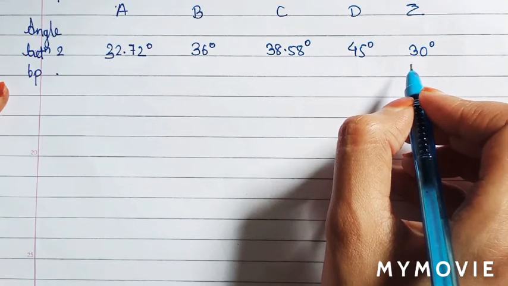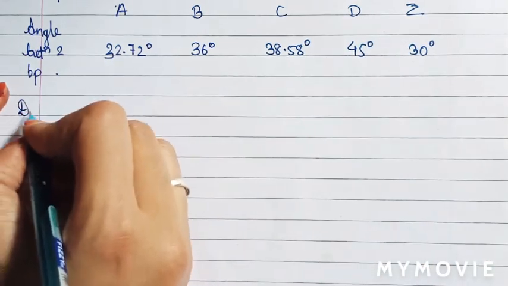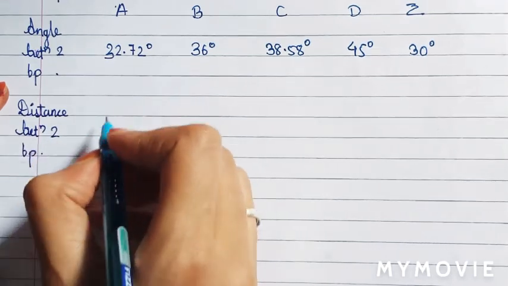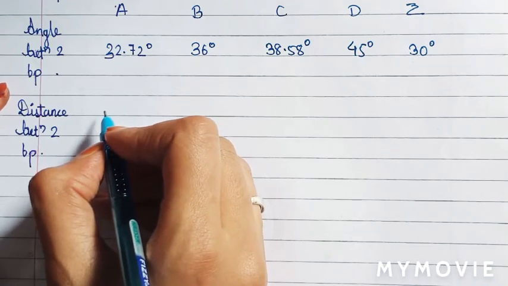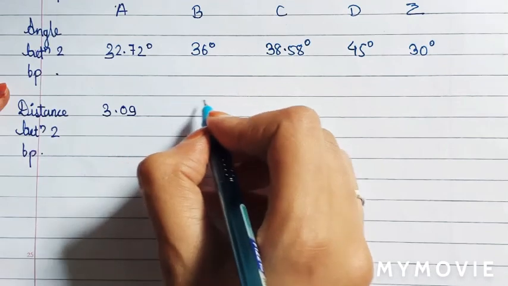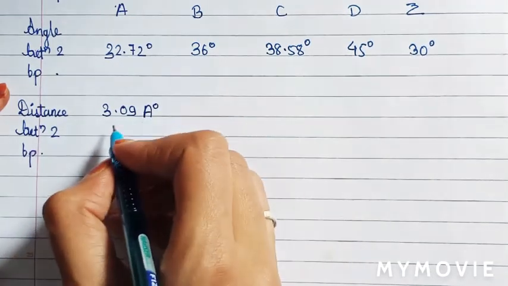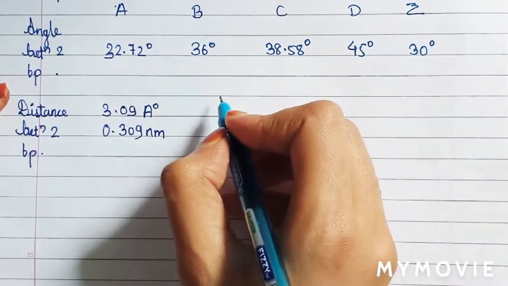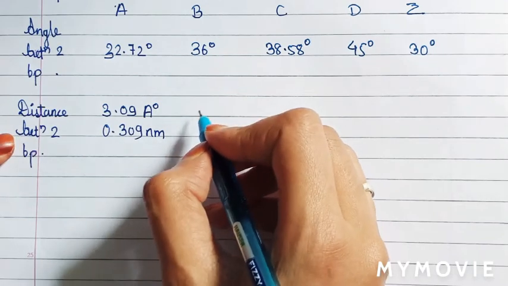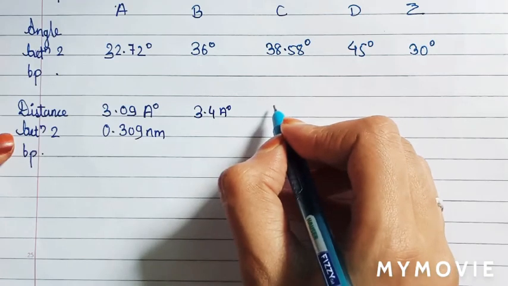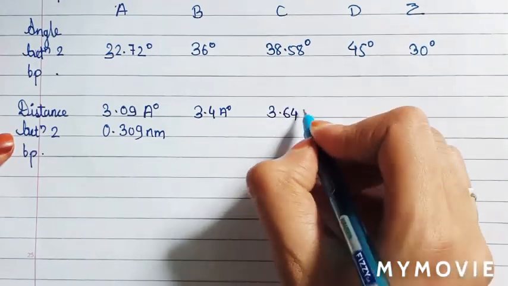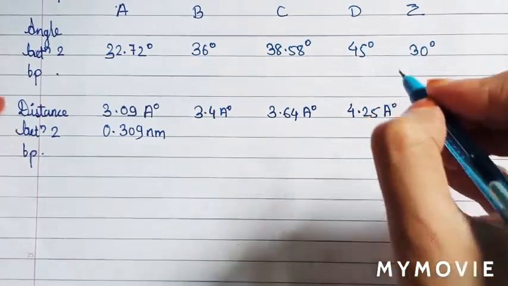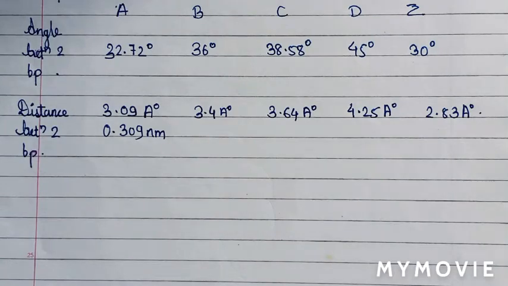Now if we want to see the distance between 2 successive base pairs, we will write here the distance between two successive base pairs. In angstrom units, for A DNA it is 2.9 or so; if we talk about nanometer, it will be 0.309. In case of B DNA, 3.4 angstrom units. In case of C DNA, 3.64 angstrom units, 4.25 angstrom units and 2.83 angstrom units. So these were the distances between 2 successive base pairs in different types of DNA.